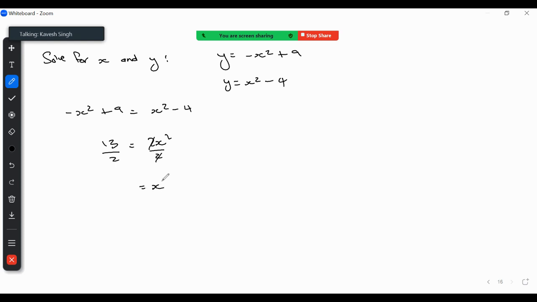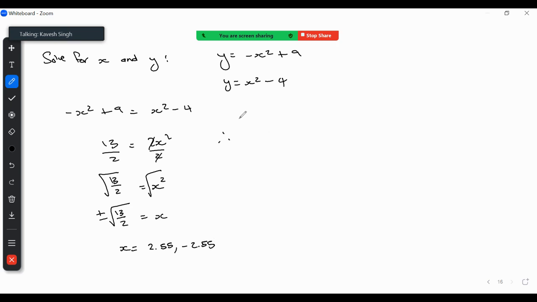Divide by 2 on both sides. Square rooting gets me x equals plus or minus the square root of 13 over 2. Put that on a calculator. The square root of 6.5 is 2.55. So x can equal 2.55 or negative 2.55.